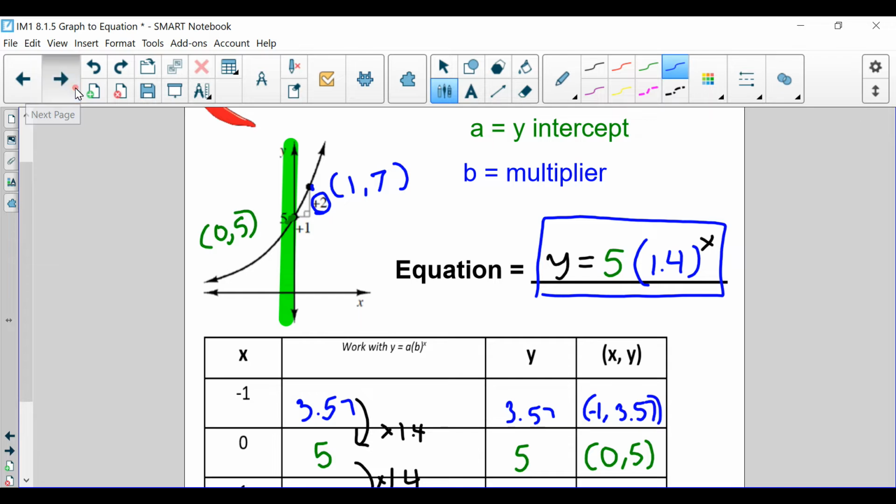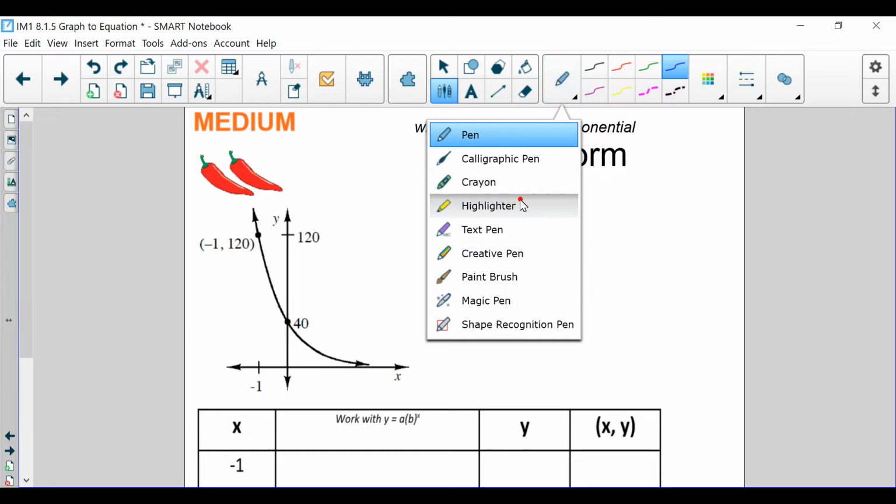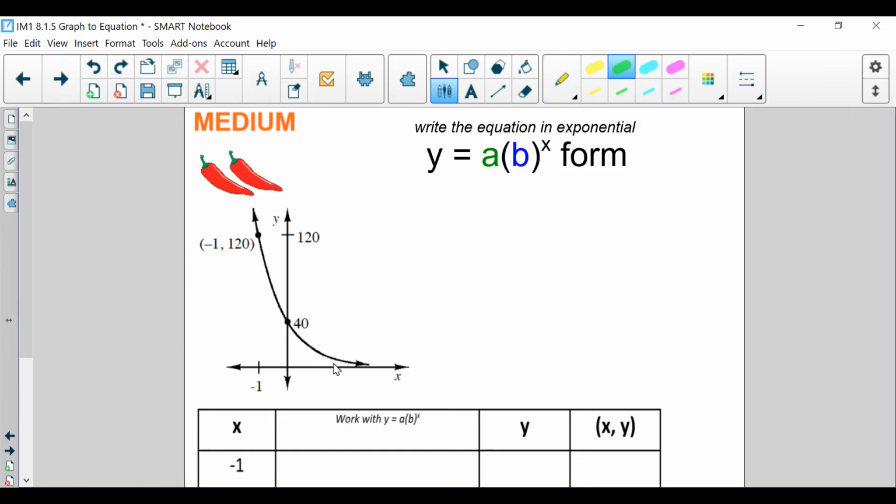Alrighty, let's go over the next one here. Once again, we're going to notice a couple of things. First of all, this is exponential. We know that because it's curving in an exponential way. In this case, it's actually going from large numbers to small numbers, so it's not increasing, it is decreasing.